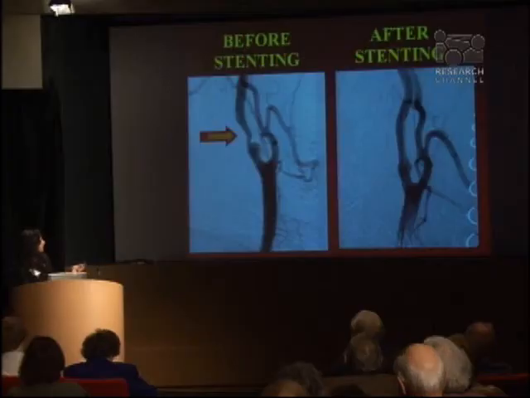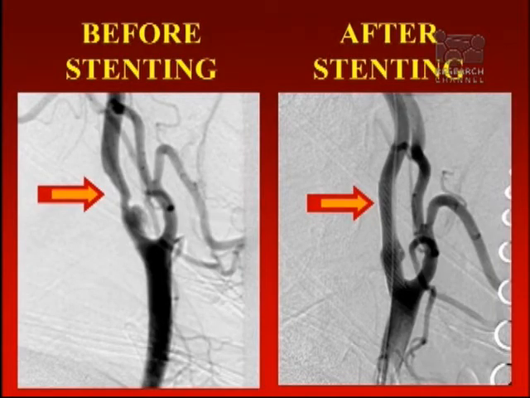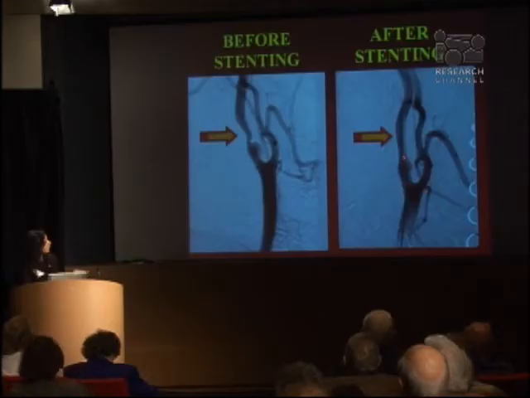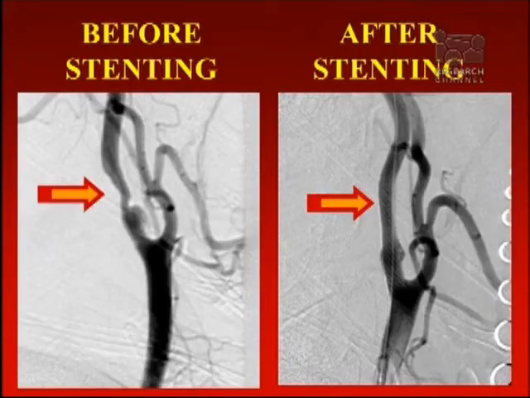It's a little more evident on this picture. You can see this is a picture of the carotid artery. This is the internal carotid artery, and it looks like someone's taken a bite out of this side. After, you can see these hatch marks kind of vaguely. That's a stent, and it's been deployed just to pop the artery open and to keep it open.